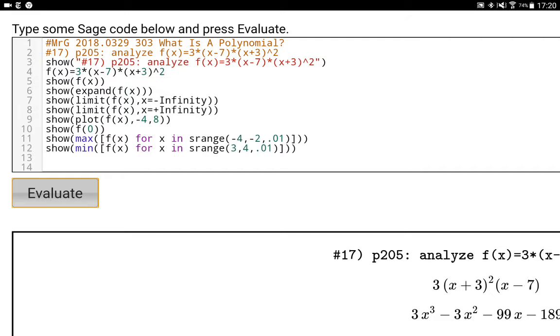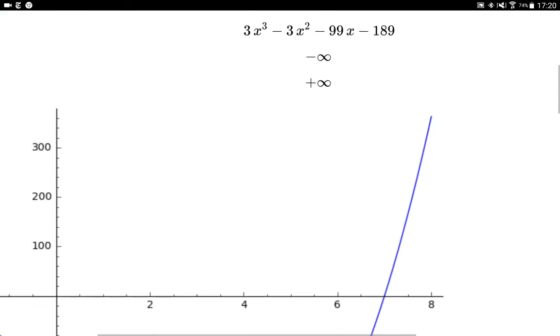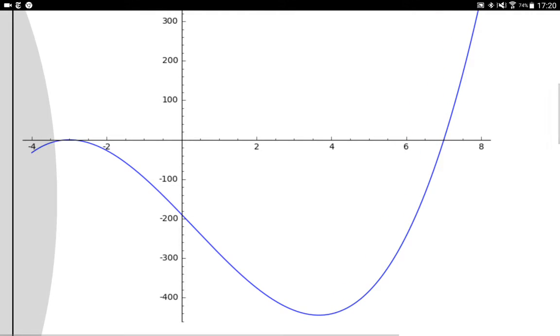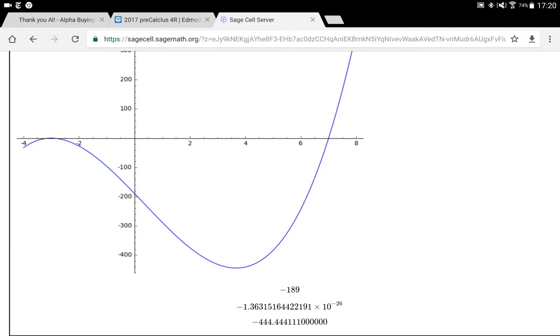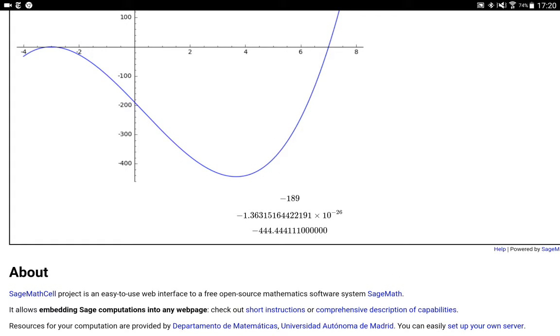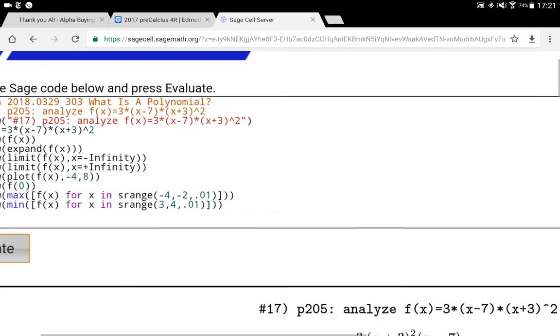Okay, so there's chapter 3, section 3, homework page 205, number 17, analyzing a polynomial function. And there you go. And that's our analysis. Okay, there goes limits at infinity, what the graph looks like, mins and maxes, intercepts, domain and range, all that fun stuff. And boom, done. I think we covered all bases as far as on Sage Cell.